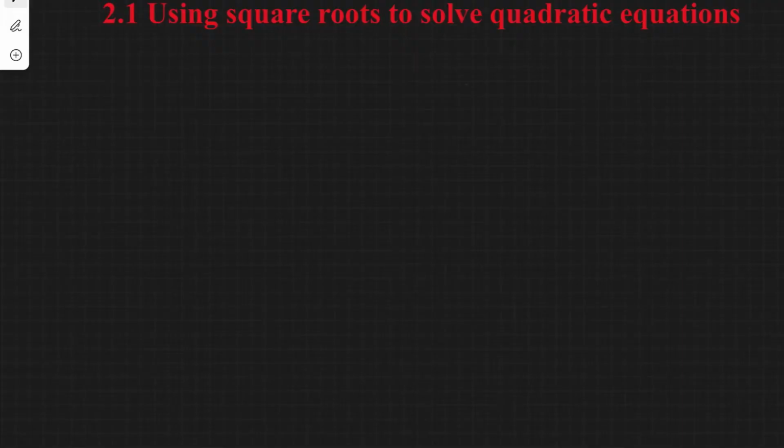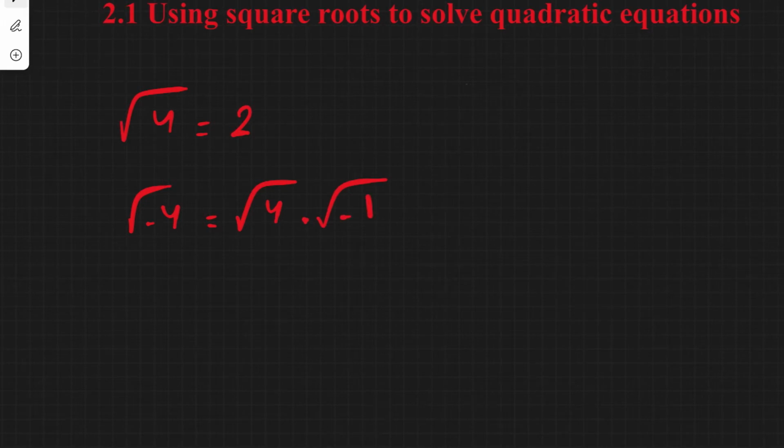In lesson 2.1, we're going to use square root to solve quadratic equations. But first, let me remind you about the square root. If we have the square root of 4, it's well known as 2. But the square root of negative 4 can be written as the square root of 4 multiplied by the square root of negative 1.